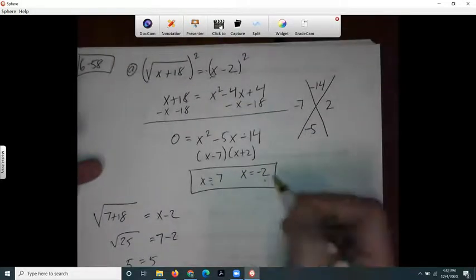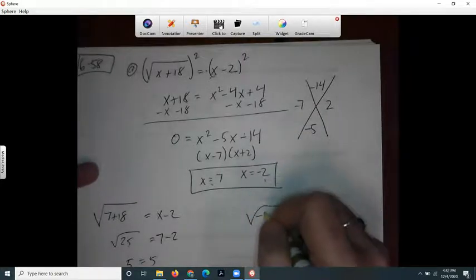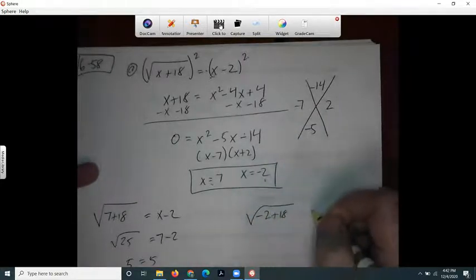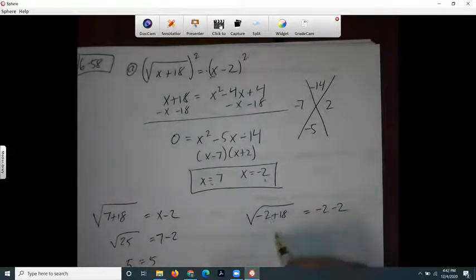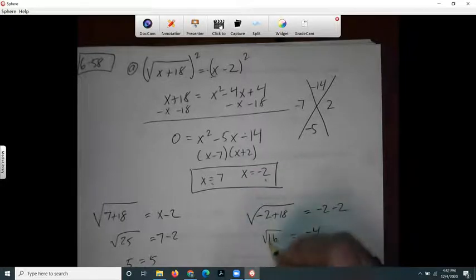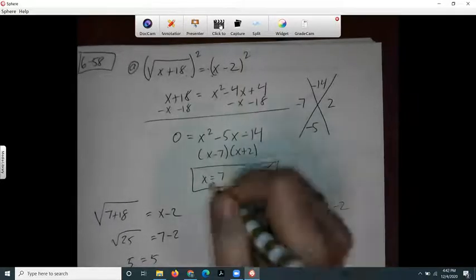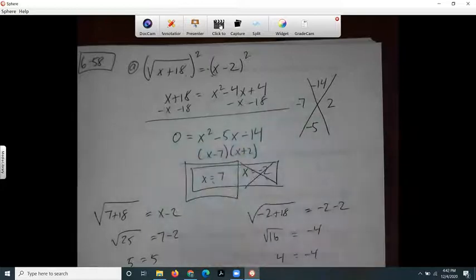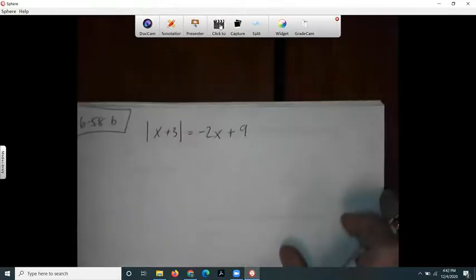If I plug the negative 2 in, then it would be negative 2 plus 18 equals negative 2 minus 2. Well, I already know there's a problem here because I'm going to get 16. And when I take the square root of 16, I get positive 4, not negative 4. So this is the only answer for letter A. So letter A was already a trick question. Sorry, letter B.